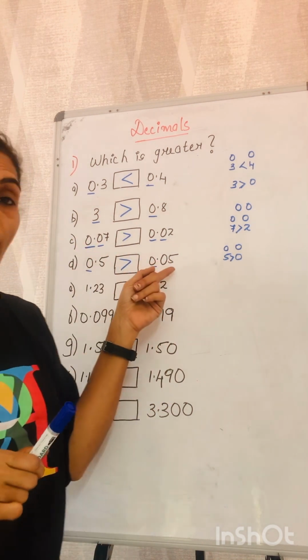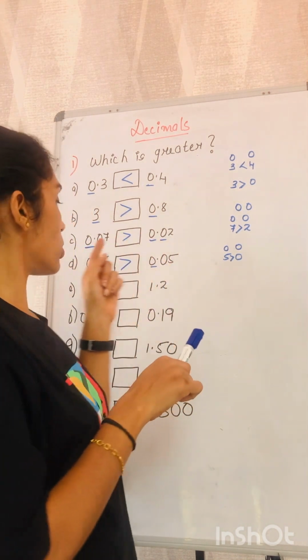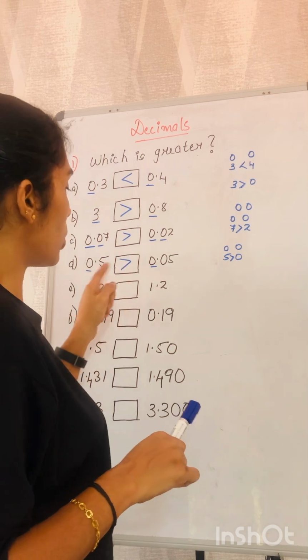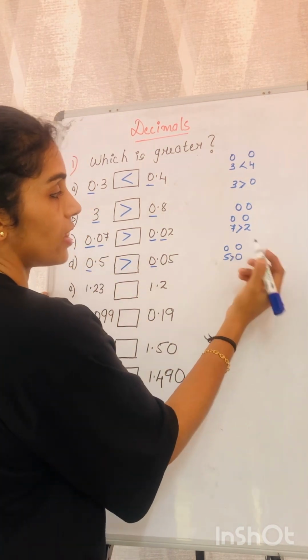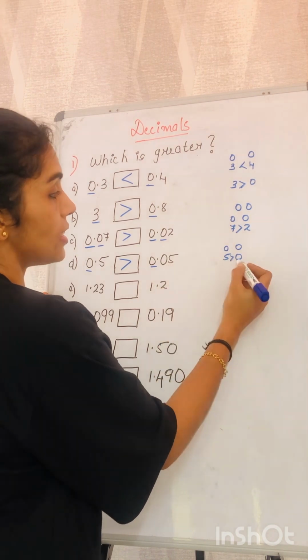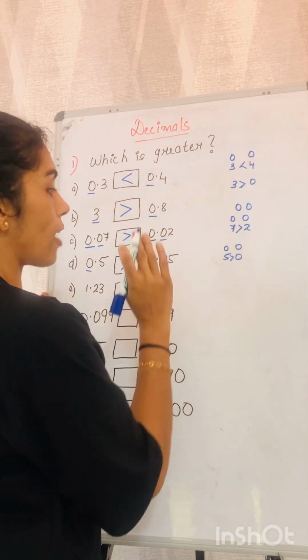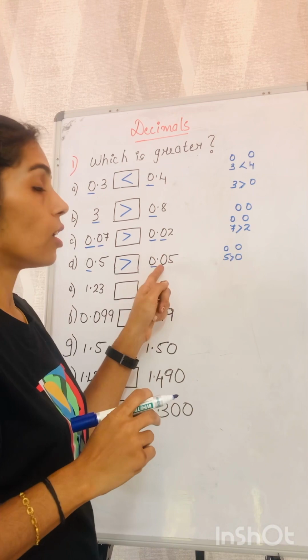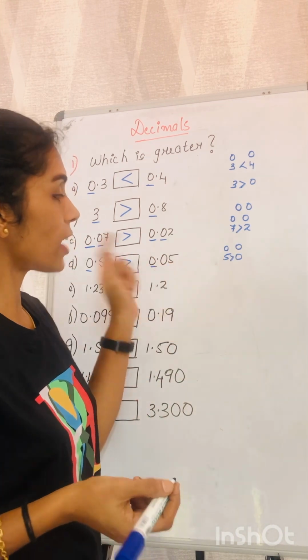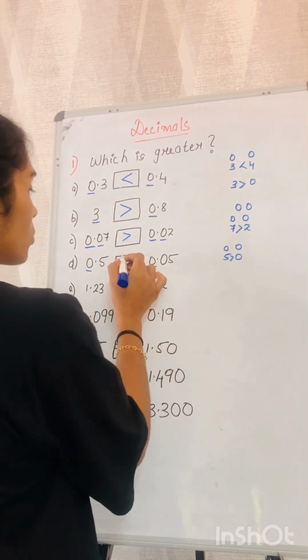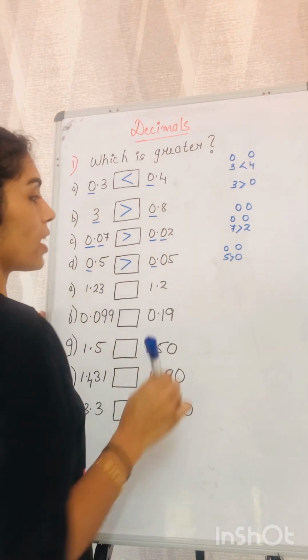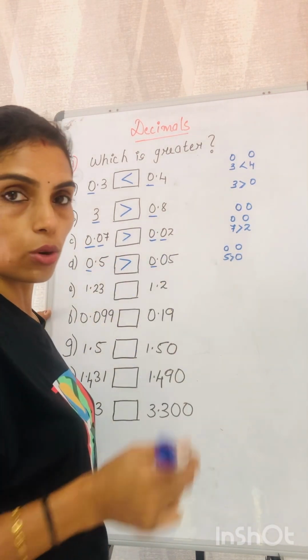Even though you have 3 digits there and you have 2 digits here, when you compare the 1/10th part, you get 5 greater than 0. So you have to stop your comparison with the 1/10th part even if you get a 1/100 part in this decimal. So 0.5 is greater than 0.005.